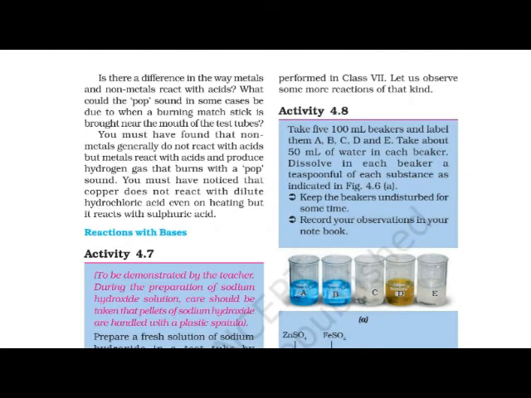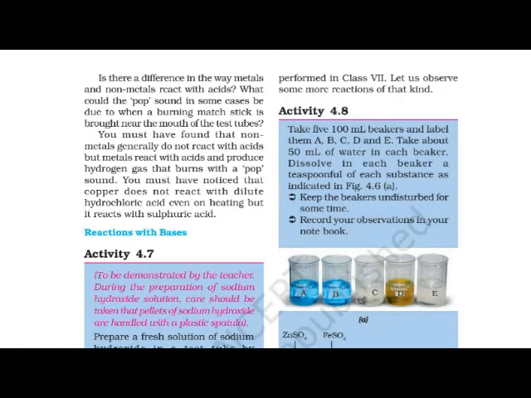Take 500 ml beakers. We have to take 500 ml beakers and label them A, B, C, D and E. Take about 50 ml of water in each beaker. Dissolve in each beaker a teaspoonful of each substance as indicated in figure 4.6a. Keep the beakers undisturbed for some time. Record your observations in your notebook. See, this activity is very simple.